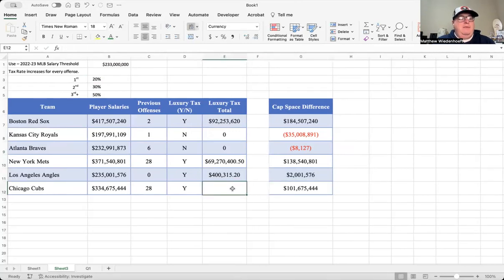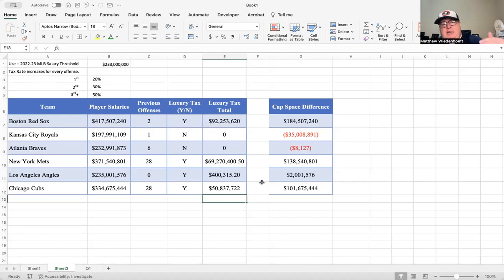And then again, we have the Cubs. Have they been over the cap? Are they over? Yes. By how much? Times, this is the 29th offense, so times 50%. And there we go. So there's how you do that.